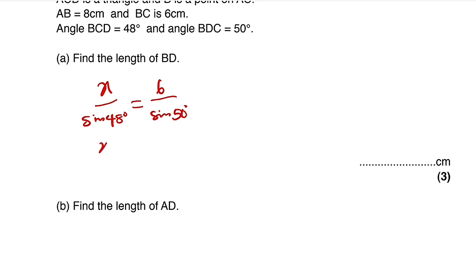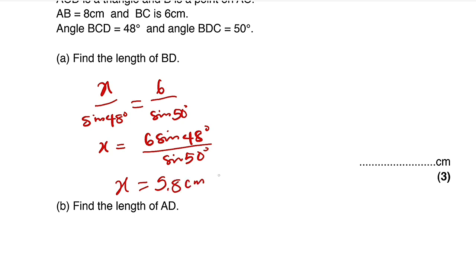So x will be equal to 6 sine of 48 degrees divided by sine of 50 degrees. So let me use my calculator. And x equals 5.8 cm in 1 decimal place. And we have to find the side length AD.